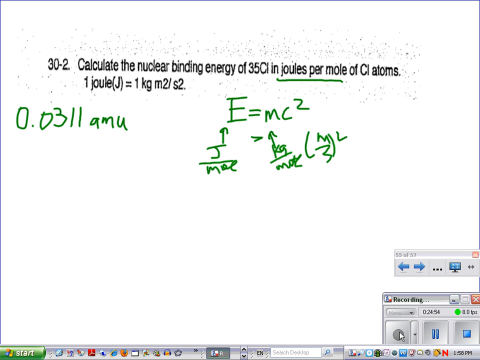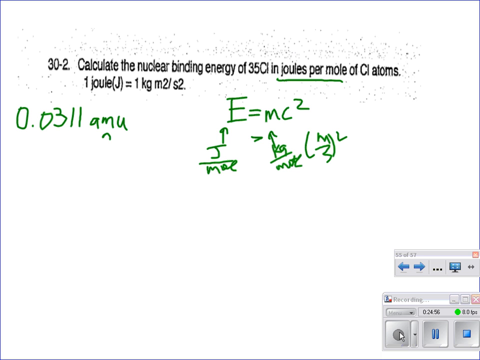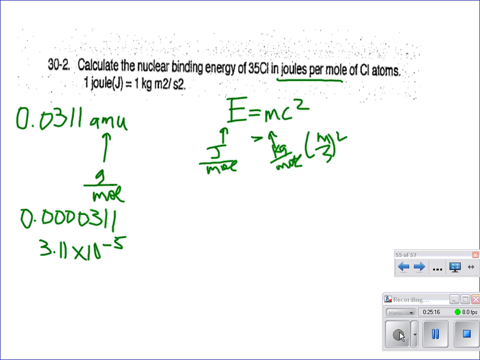If I need joules per mole here, I need kilograms per mole there. Since I need kilograms per mole here, look back at the AMU. What is an AMU? Grams per mole. So all I have to do to get kilograms per mole is divide that by 1,000. 0.0000311. Can we make this easier? 3.11 times 10 to the negative fifth. So that's how many kilograms per mole we have, so that we can just plug directly in. We don't have to convert. Do y'all see the difference between the two types of problems?